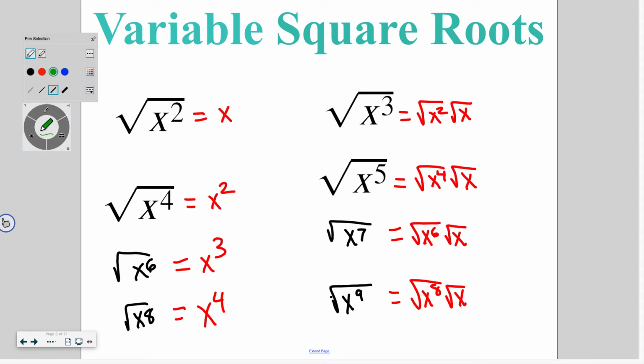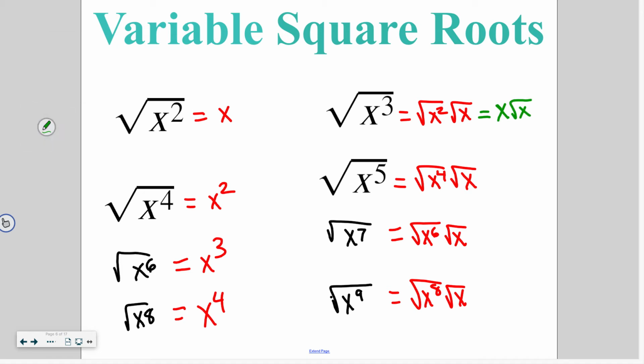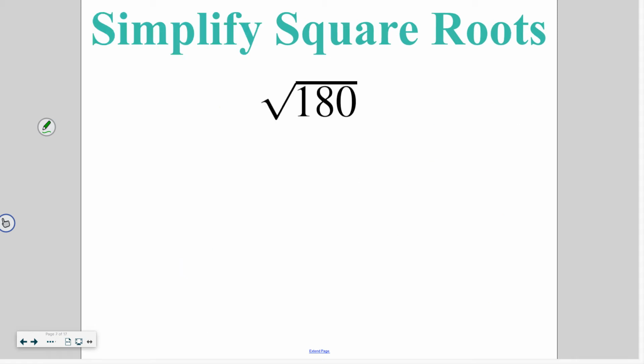So the square root of x squared is x. So simplified, the square root of x to the 3rd is x square root of x. Simplified, the square root of x to the 5th is equal to x squared square root of x. The square root of x to the 7th is x to the 3rd square root of x. X to the 9th is x to the 4th square root of x. So we take the square root that we can solve, that even value, and leave the square root of x underneath that radical symbol.